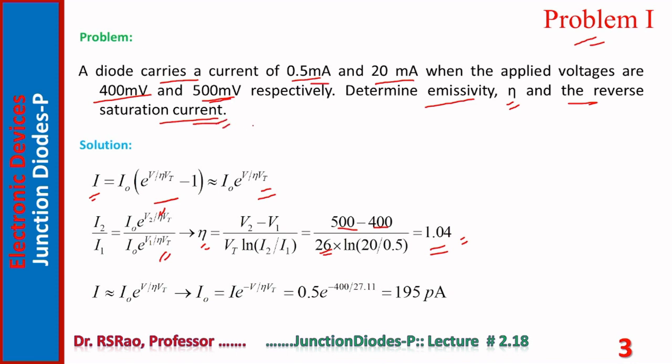The reverse saturation current is also required to be determined. I equal to I naught e power V by eta Vt. In this, we can substitute values of current, voltage, and eta Vt. It gives us I naught equal to 195 picoamperes.